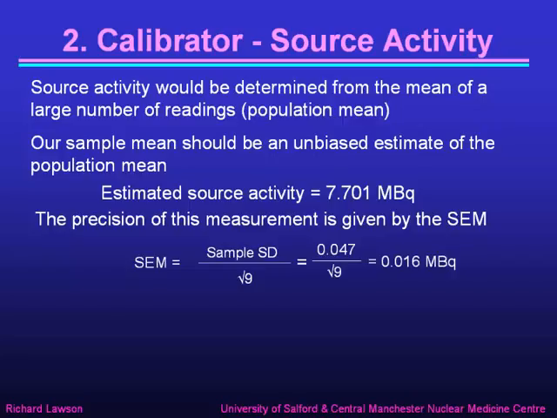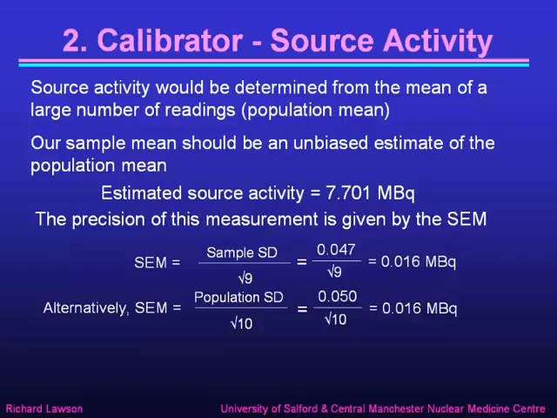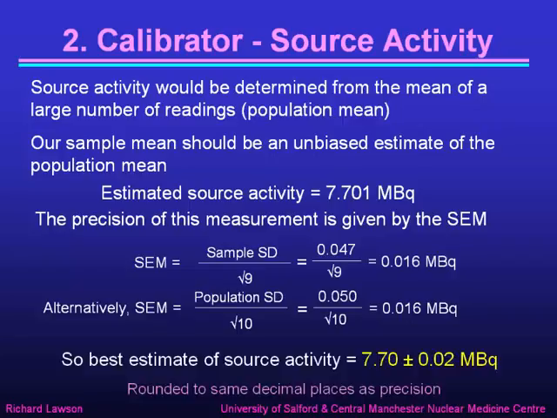If you remember, the alternative way of calculating the standard error of the mean is to use the population standard deviation divided by root n, which is 0.050 divided by root 10, which is also 0.016. So either of those methods will calculate the standard error of the mean. So the best estimate of the source activity we quote as 7.70, the mean activity, plus or minus 0.02, the standard error of the mean.